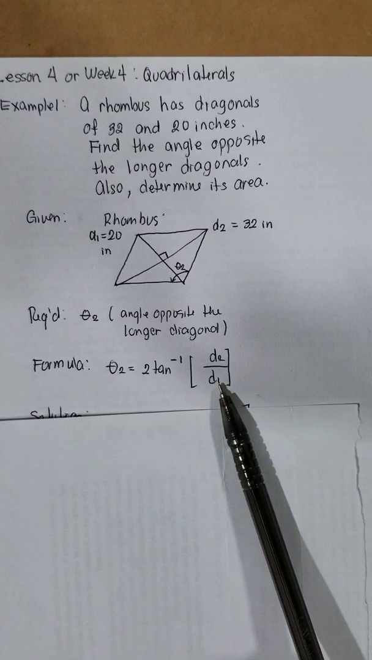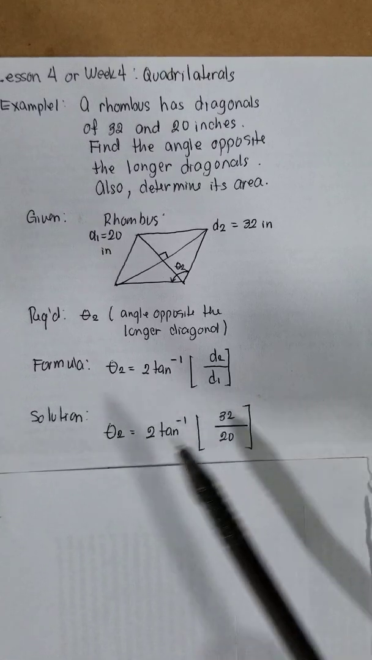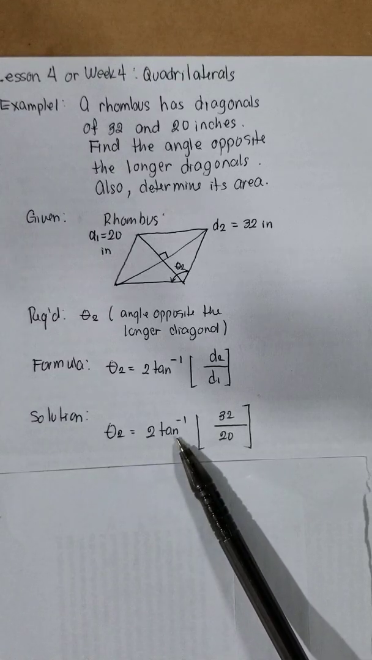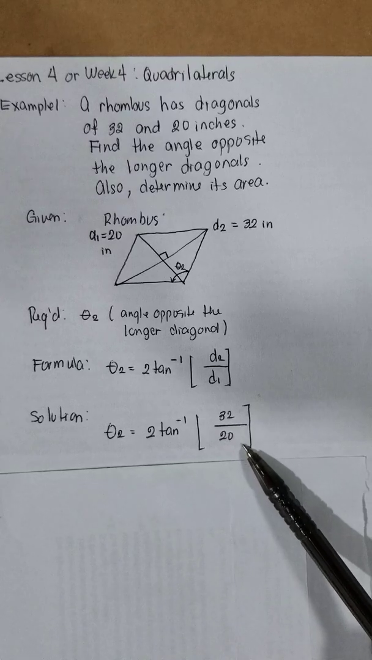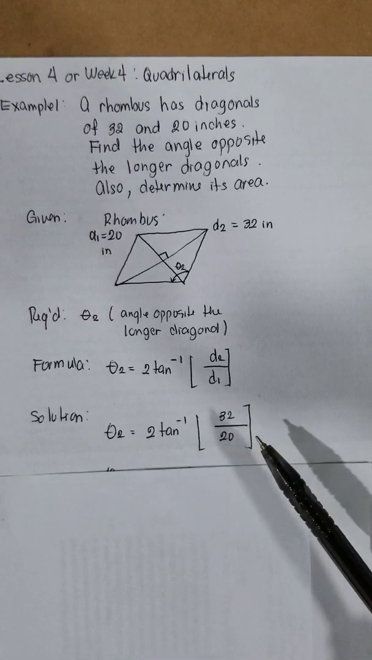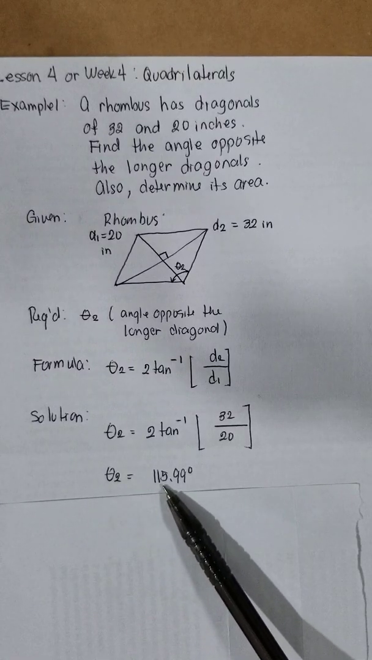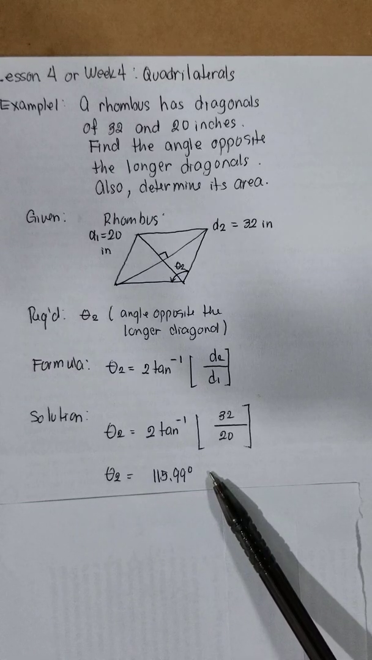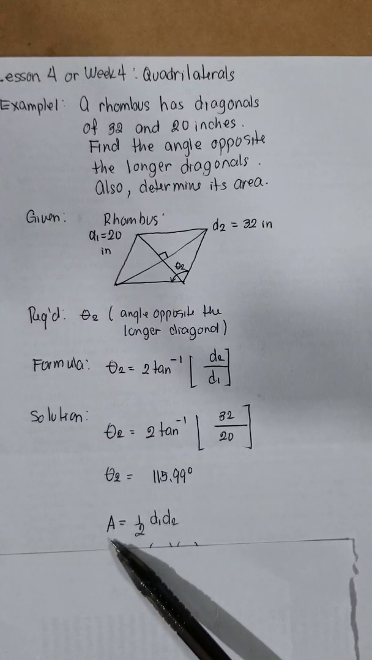Substituting all the given in the above formula yields theta sub 2 is equivalent to 2 inverse tangent the longer diagonal divided by the shorter diagonal. Thus, theta sub 2 is equivalent to 115.99 degrees.